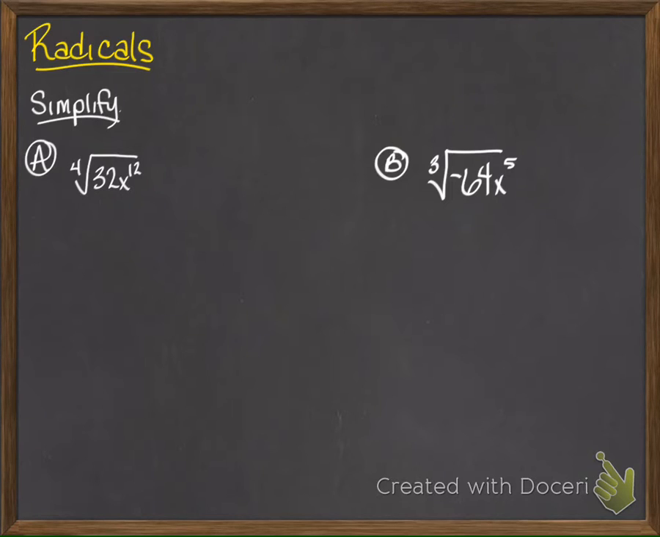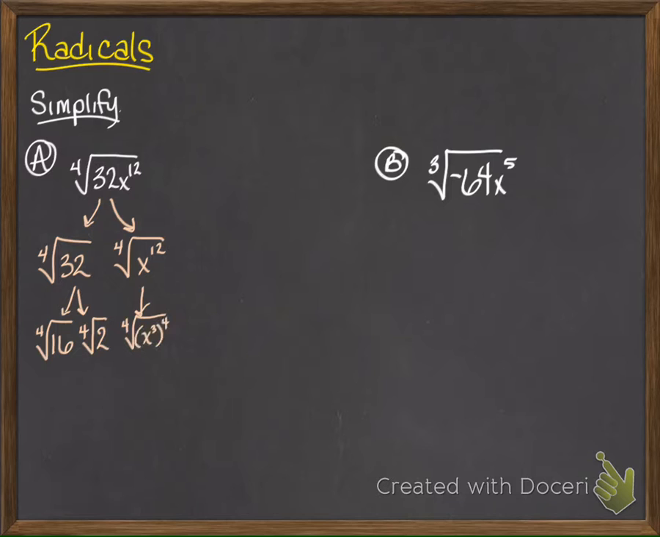root you're taking. So in the case of the fourth root of 32x to the 12th, I'm looking for things that are perfect fourths, or numbers to the fourth power, that I can find underneath that radical. 16 is a perfect fourth. It's 2 to the fourth power. So I can divide 32 into 16 and 2. X to the 12th, if I really think about how my exponent properties work, is the same thing as x cubed to the fourth power.